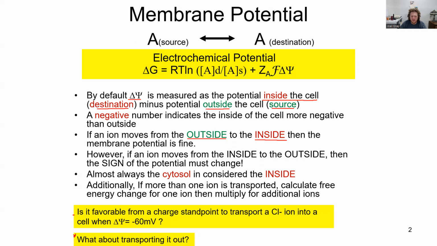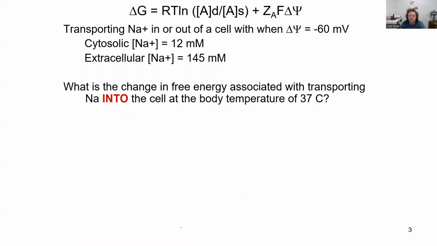The second example, what about transporting it out? Then you'd have to take that negative 60 millivolts and actually come up with a positive 60 millivolts. We'll get to that in just a second, but I want to go through a way to calculate this sort of problem. Now, what if we're transporting sodium in or out of the cell when delta psi is negative 60 millivolts? We have a cytosolic, or interior, concentration of 12 millimolar, and an extracellular concentration of 145 millimolar.